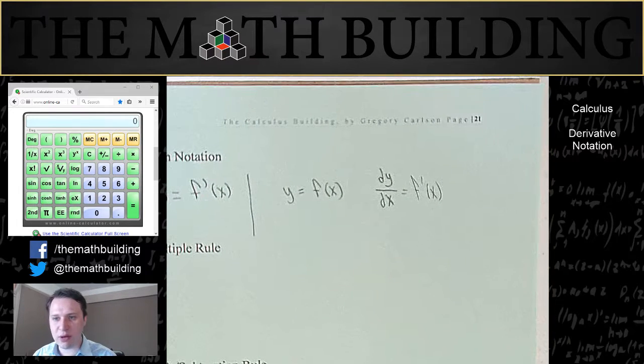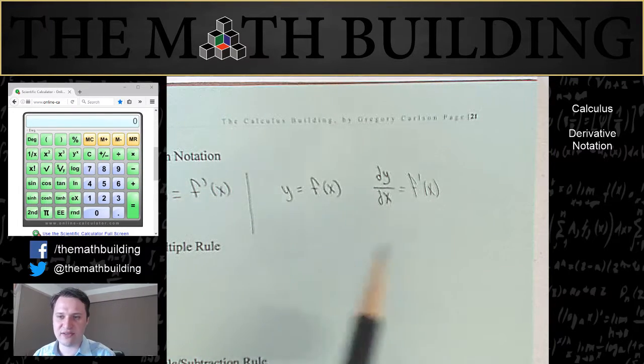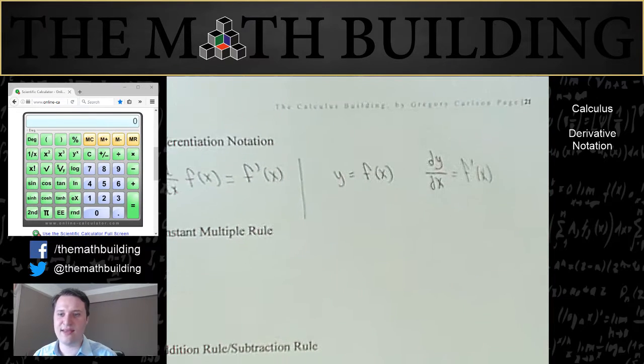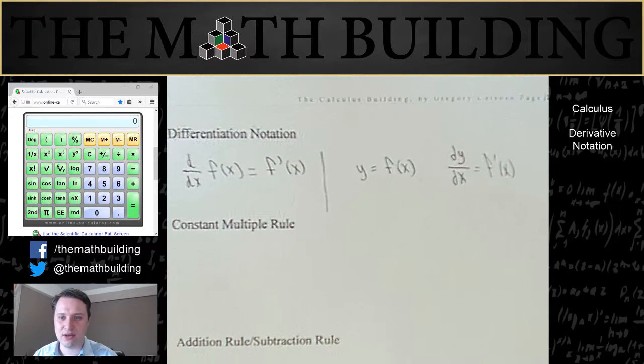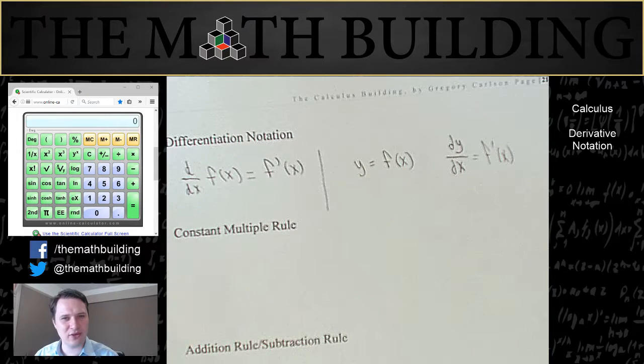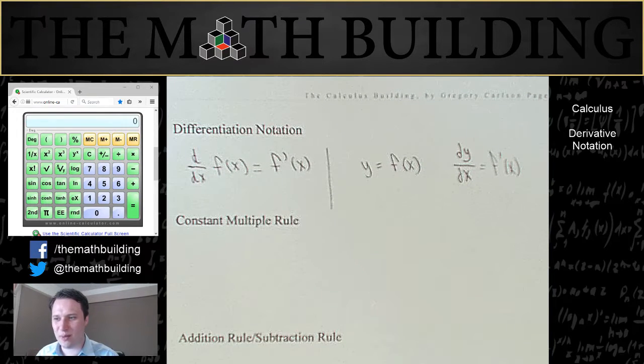So you'll see me use both kinds of notation, the f of x, f prime of x, as well as the y, dy dx notation. And at different times, they're useful for different things. But that's the basic notation. So let's actually start going through some derivative rules, starting with the constant multiple rule.